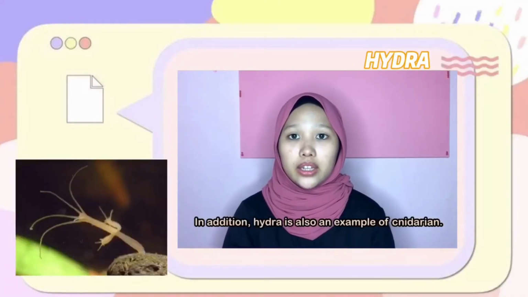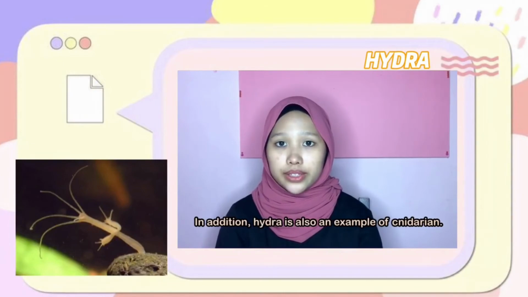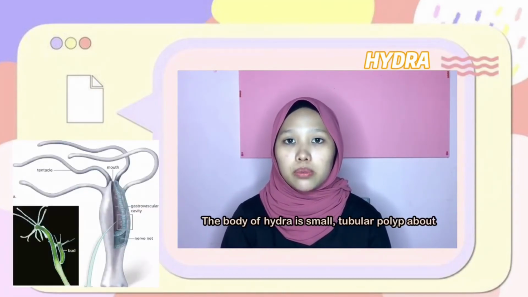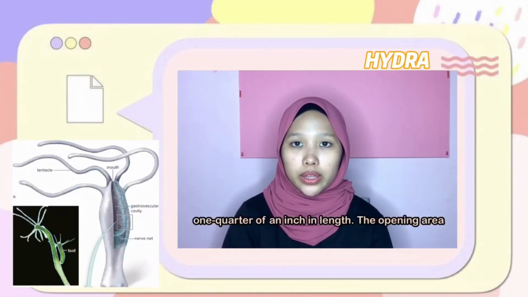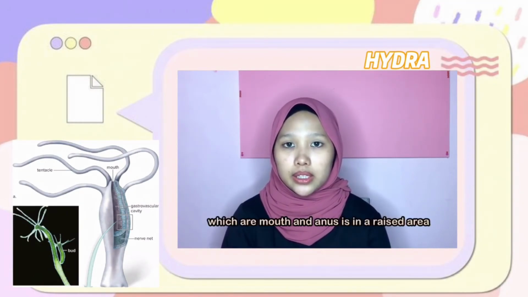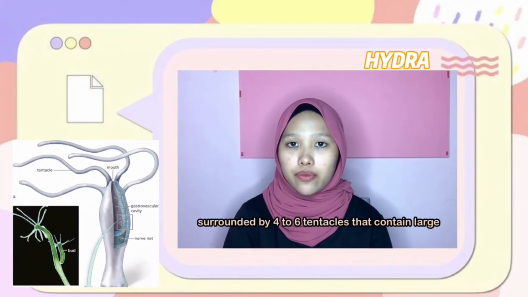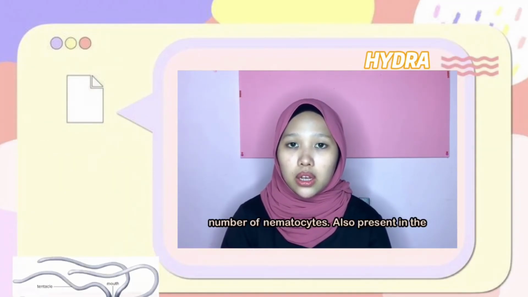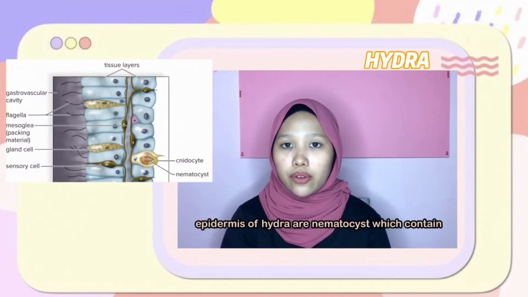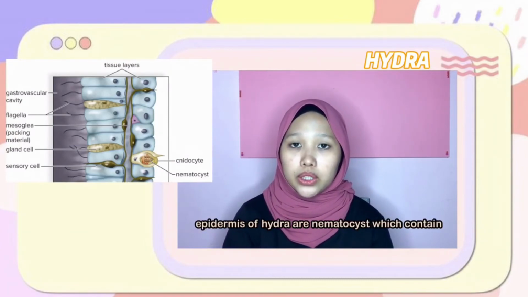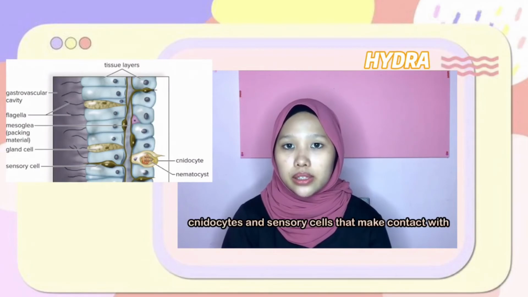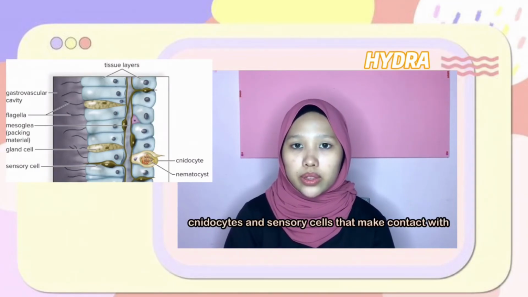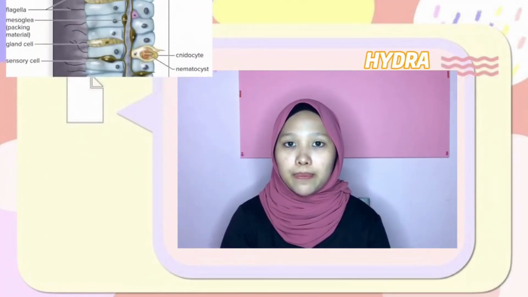In addition, Hydra is also an example of cnidarians. The body of Hydra is a small, tubular polyp about 1/4 of an inch in length. The opening, which is the mouth and anus, is in a raised area surrounded by 4 to 6 tentacles that contain a large number of nematocysts. Also present in the epidermis of Hydra are cnidocytes and sensory cells that make contact with the nerve cells within a nerve net.